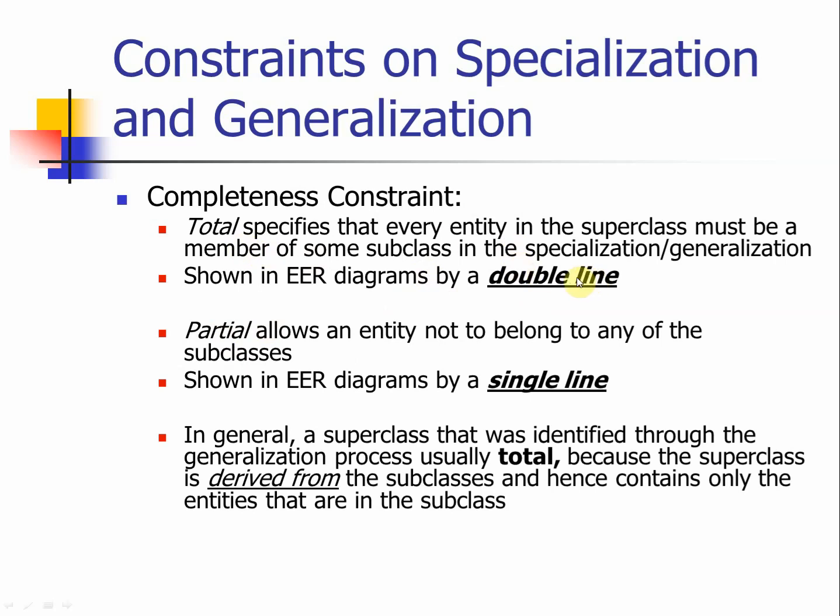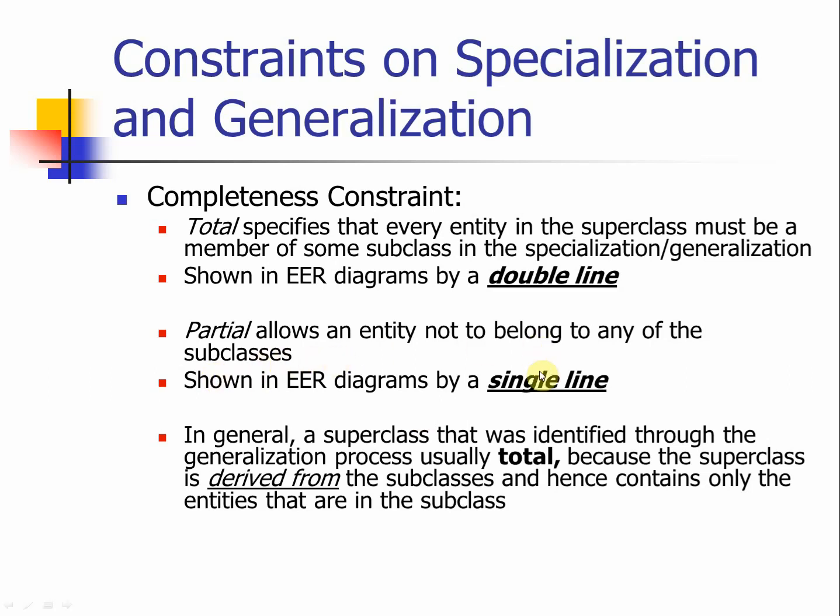So if we put a total constraint, which uses a double line in the EER diagram, that specifies that every entity in the superclass must be a member of some subclass based on this specialization or generalization. For example, employee. Every employee must be either a salaried employee or an hourly paid employee. So that is why we put a double line there. They have to participate in these choices.